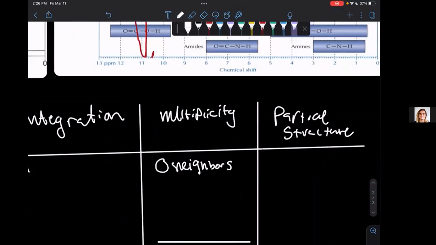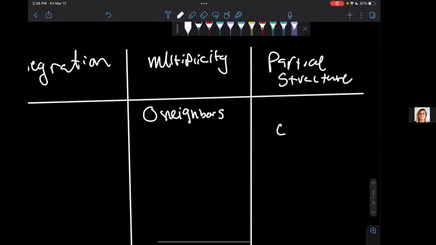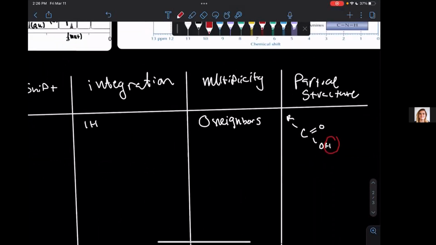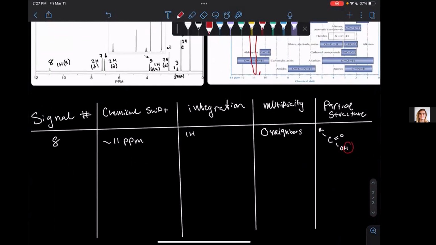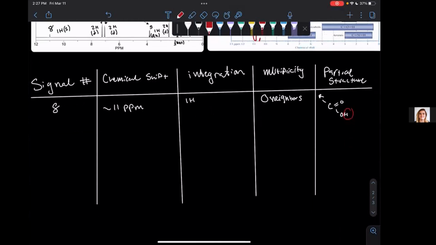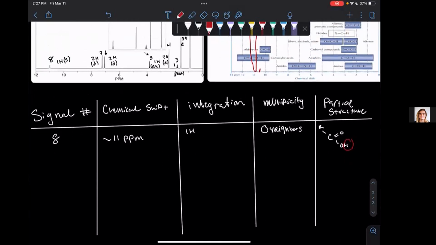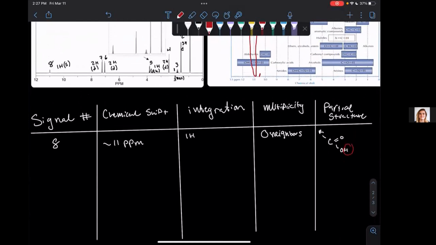So this is going to be the C double bonded O, and then we have OH. Here's an R group. So we're going to be looking at this hydrogen, and this is just a guess. As we all know, the partial structures are usually just guesses, and then we can work everything together towards the end. Okay, let's continue.